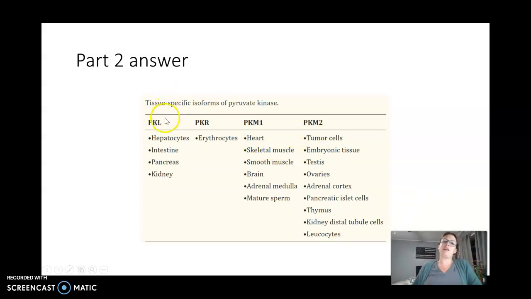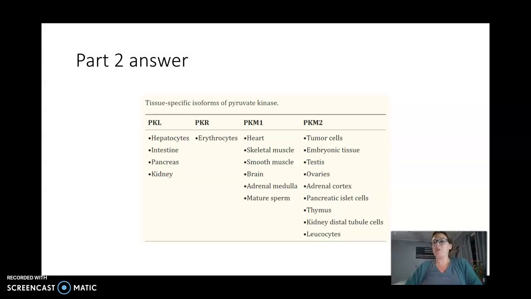As you'll see here, PKL is in the hepatocytes mainly, PKR in the red blood cells, PKM1 normally in the heart, skeletal muscle, smooth muscle, and brain. PKM2, as you'll see here, is mainly found in the tumor cells and of course in embryonic tissue. So these are the 4 isoenzymes of pyruvate kinase that exist in all mammals.